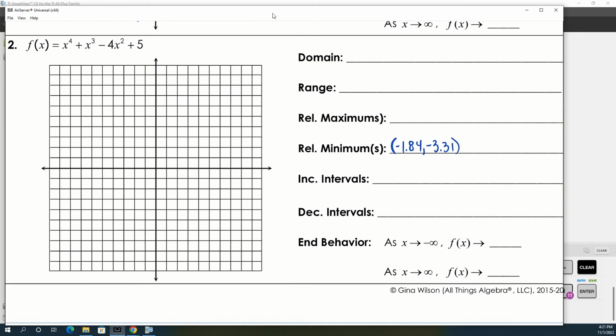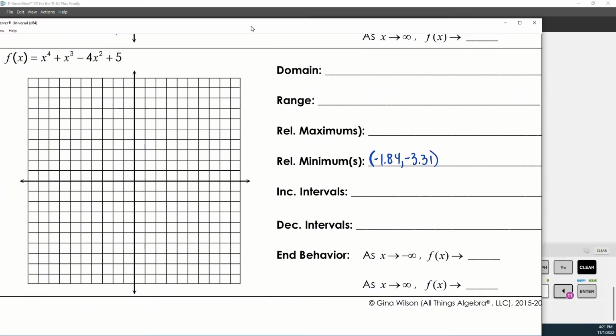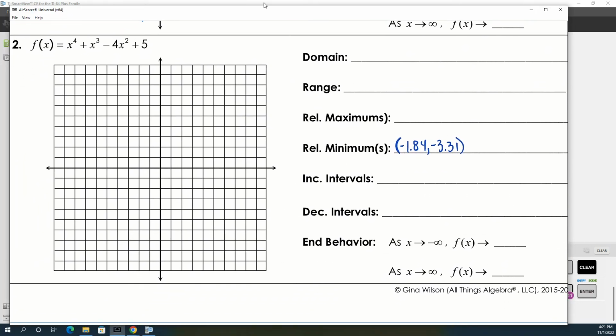All right, and let me just double check. Okay, I'm going to go ahead and graph that. So negative 1.84 is between negative 1 and negative 2, so I would go a little closer to negative 2. And then negative 3.3 is going to be a little lower than negative 3. So 1, 2, 3, and then just go a little lower than negative 3.